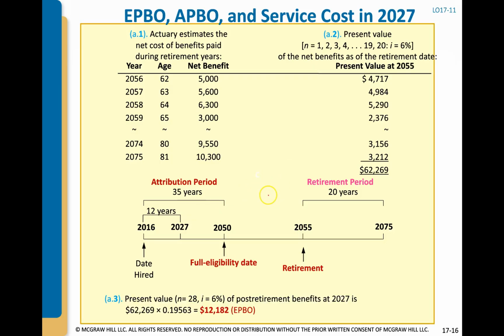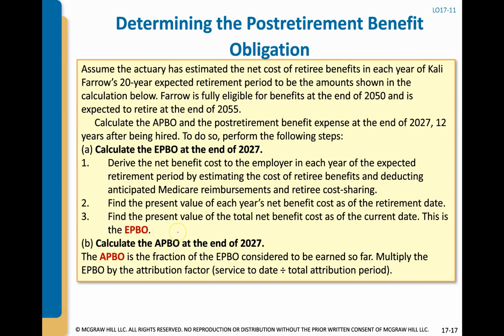Okay, so what I'm going to do is I'm going to take that $62,269, look at my present value of $1 table, and using n equals 28, i equals 6%, and I get $12,182. So when I look at here, my EPBO, and that is my expected post-retirement benefit obligation. So right here, I have 12,182. This is what I expect my total benefit cost to be, when I present value to the end of 2027. This is not what I record on the balance sheet.